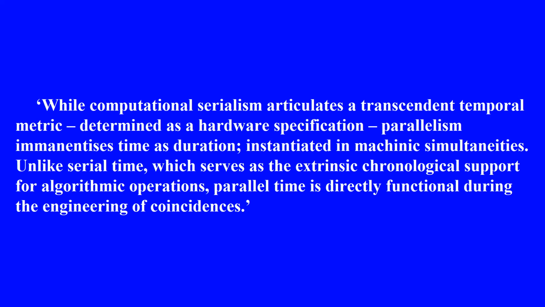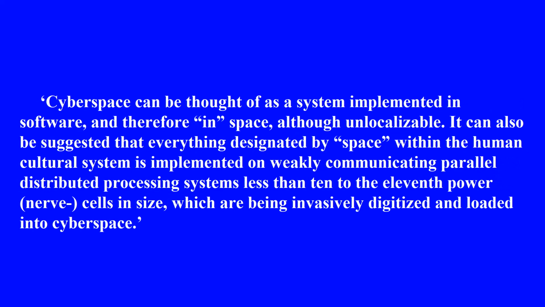CyberGothic also hints at an account of PDP as science fiction. We learn that cyberspace can be thought of as a system implemented in software, and therefore in space, although unlocalizable. It can also be suggested that everything designated by space within the human cultural system is implemented on weakly communicating parallel distributed processing systems, less than 10 to the 11th power nerve cells in size, which are being invasively digitized and loaded into cyberspace. This is suggestive of how, by applying principles of neuroscience and psychology to computing systems, parallel distributed processing blurs the boundaries between cognitive science and computer science.